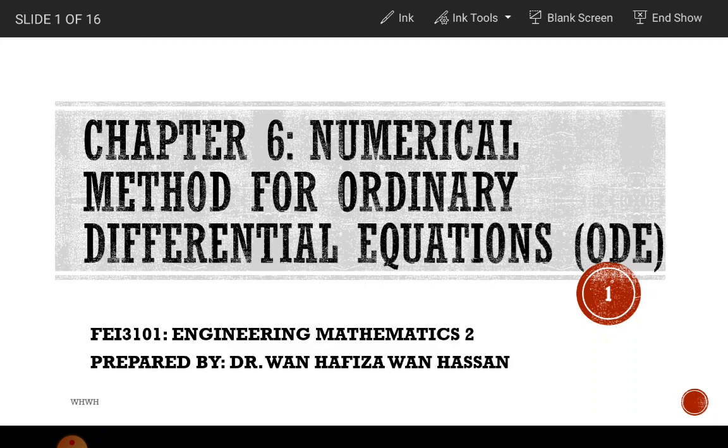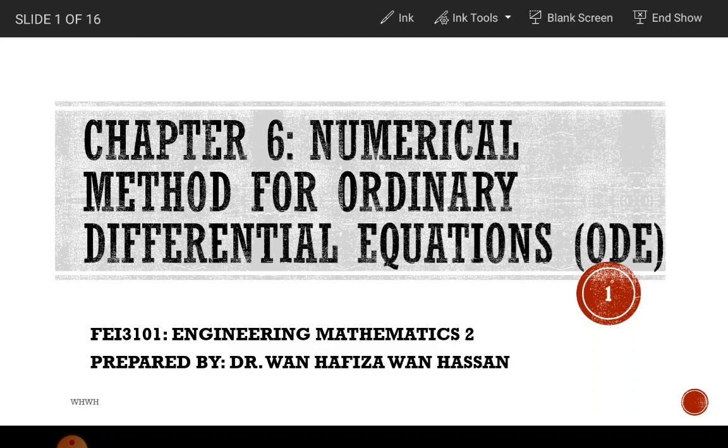Okay, so today we come to the last chapter for this course. We're going to start with chapter 6, Numerical Method for Ordinary Differential Equations. Somehow this chapter is also related, by the title itself, ODEs. We have come across ODEs since chapter 2, right? In this chapter it looks related, but the approach is, I may say, different from what we have discussed so far.